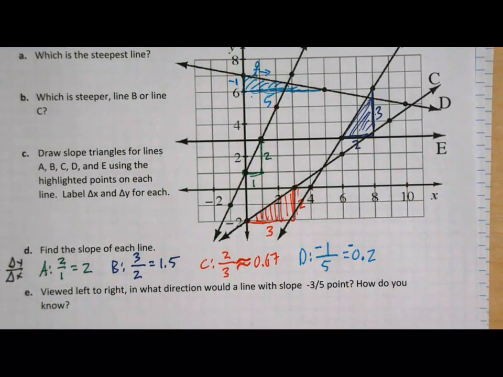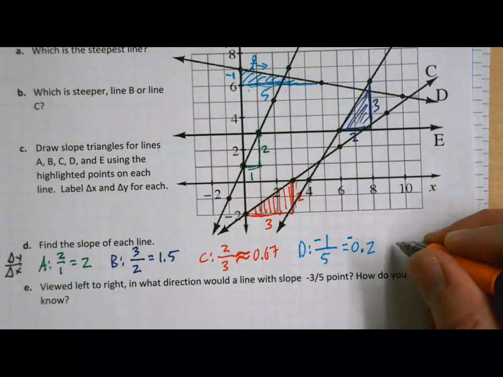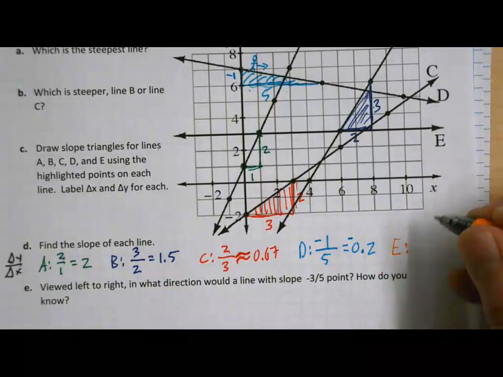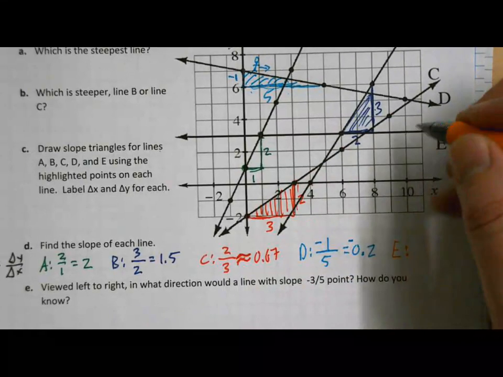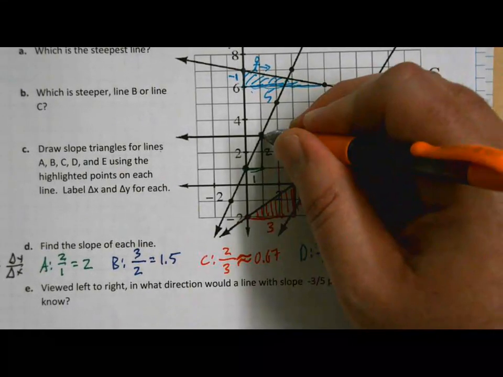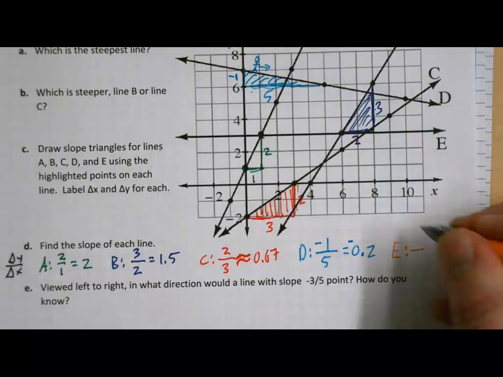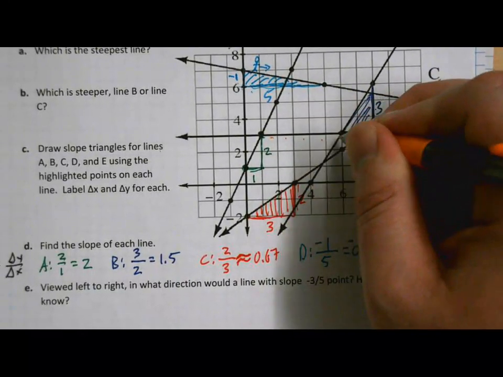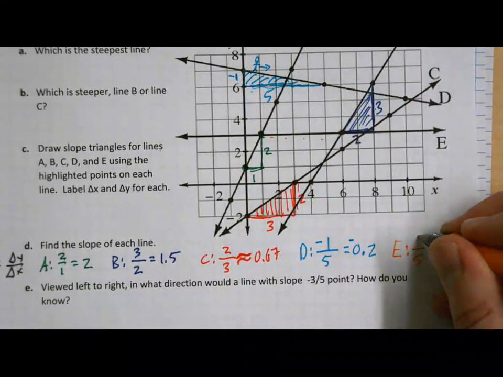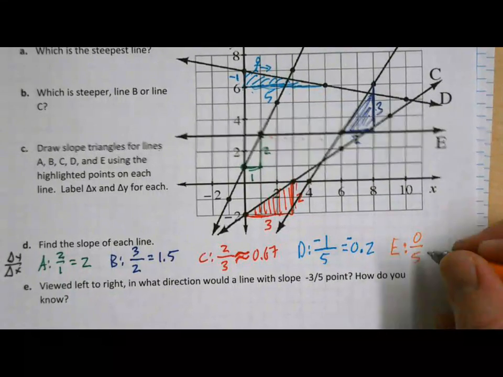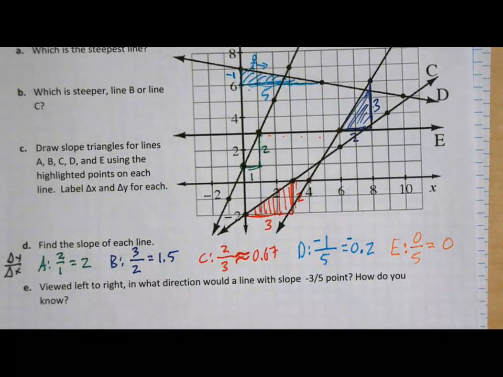And finally, our last one, E. Now this is a weird one because line E, as I look at it, it's not going uphill or downhill. I don't see any more points that I could draw. I could draw a triangle between these 2 points, but how can I draw a triangle? If I look at those 2 points, my change in x is 1, 2, 3, 4, 5 spaces, but my change in y from here to here, it doesn't go up or down, so it would be 0. 0 divided by 5 is 0, and the slope of line E would be 0.